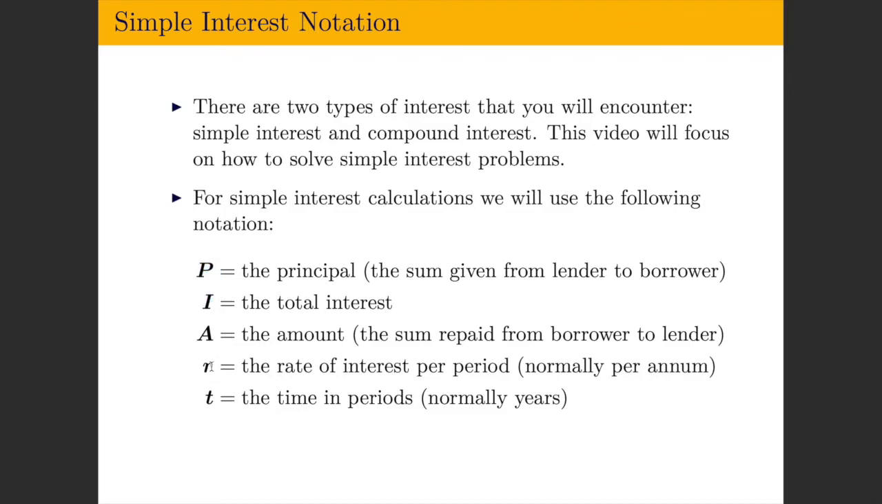Now, r, lowercase r, we will denote as the rate of interest per period. Per period. It's important that we acknowledge per period. The period can mean half years, it can mean months, it can mean anything. But typically, with simple interest calculations, we're dealing with per annum, and per annum means per year. And of course, finally, T, which is the time in periods. So again, we usually deal with years, but we can deal in a time period of months and so on.